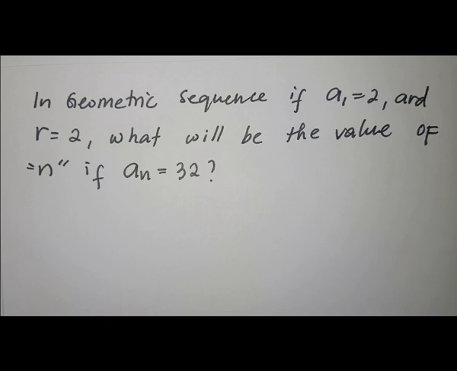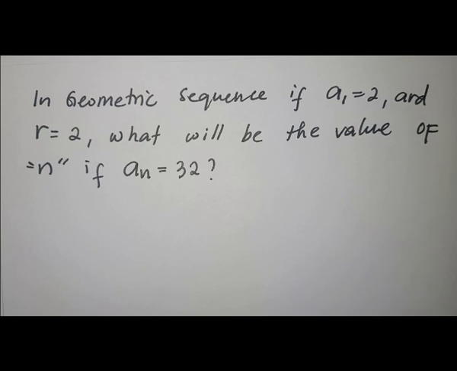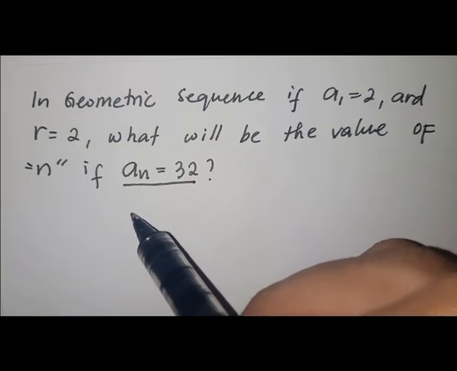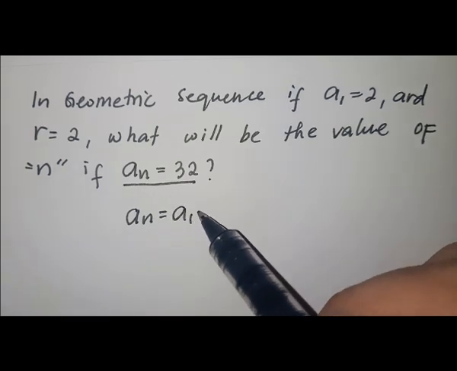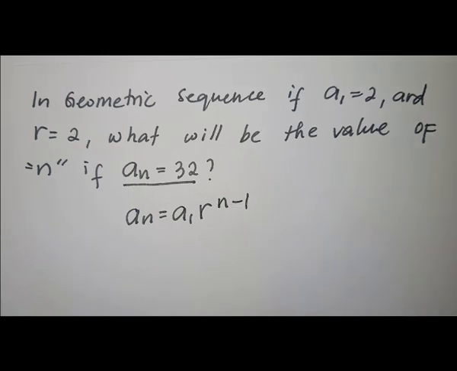Okay. So, in geometric sequence, if a sub 1 is equal to 2 or the first term is 2 and the common ratio or r is equal to 2, what will be the value of n if a sub n is 32? So, pang ilang term daw kaya yung 32 natin dun sa sequence na meron tayo? Okay, para malaman natin yan, syempre, let us try to use the same formula pa rin, which is a sub n is equal to a sub 1 times r raised to n minus 1.